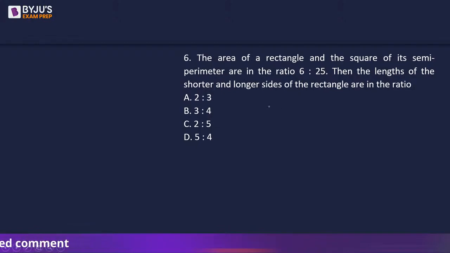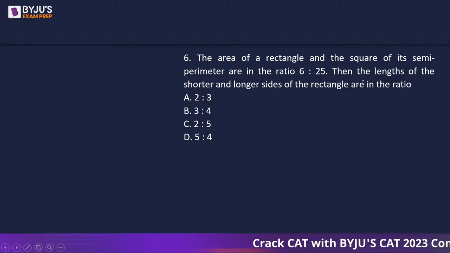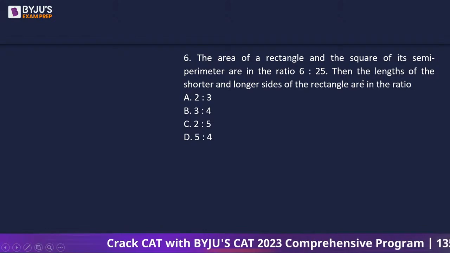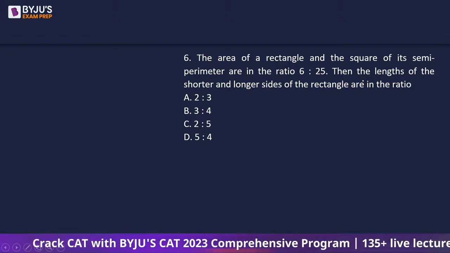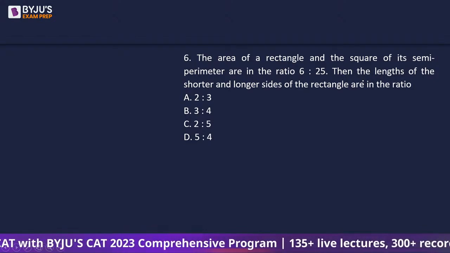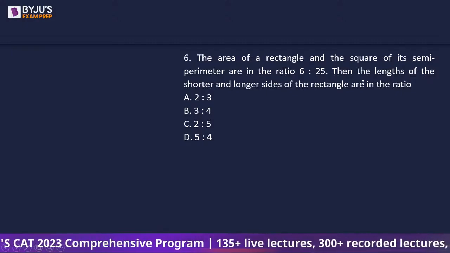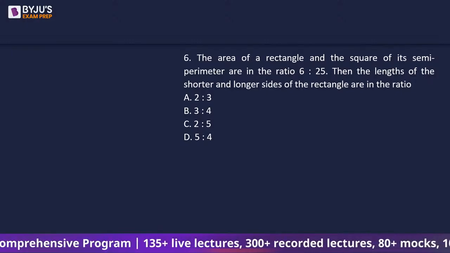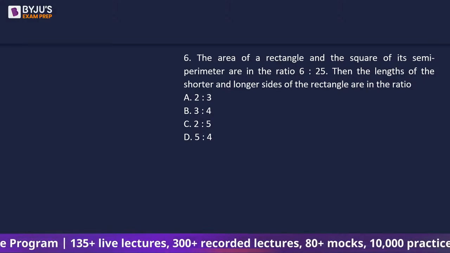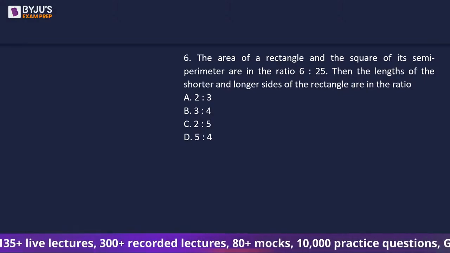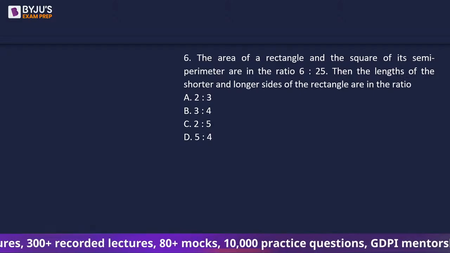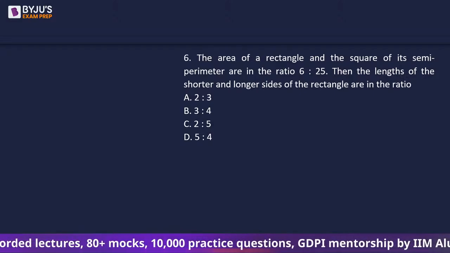The area of a rectangle and the square of its semi-perimeter are in the ratio 6:25. Then the lengths of the shorter and longer sides of the rectangle are in the ratio. Okay, one thing, you all try this question once. Let's see how many of you are able to answer this and what logic you are going to use. Tell me that too. Try.